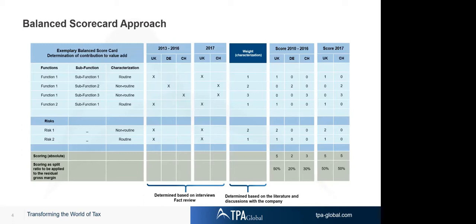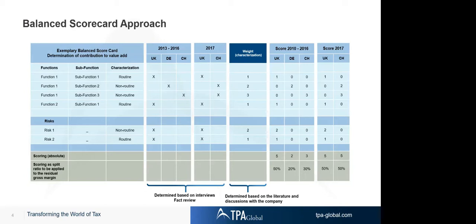Three companies in the old days; in 2017, there's only the UK and Switzerland left. Those costs are based on interviews. So I typically interview the people who are involved in these functions or these business processes, and I give them a cross if they are involved. That's the simplicity of the one pager.